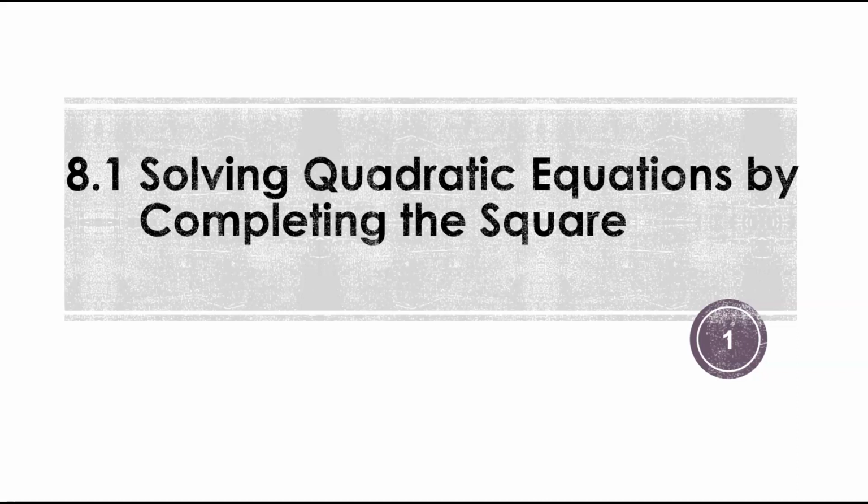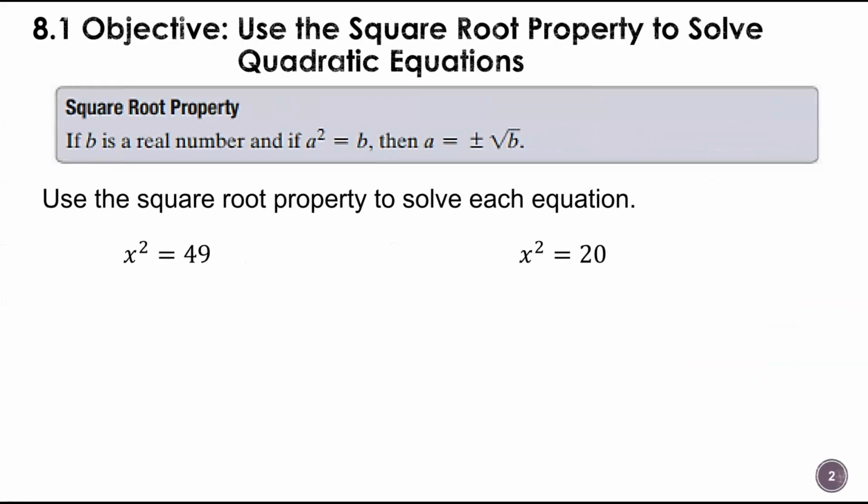This lesson is about solving equations, and we're going to do that by using the square root property and also completing the square. So we need to learn the square root property first to be able to complete the square. And the square root property says that if a squared equals b, then a is equal to plus or minus, that's the positive and the negative of that square root.